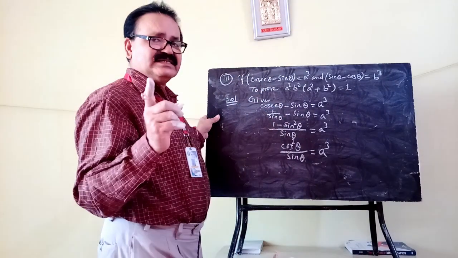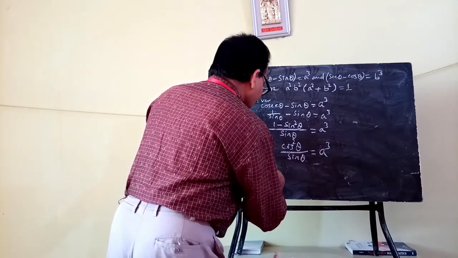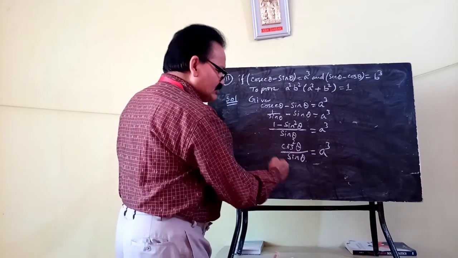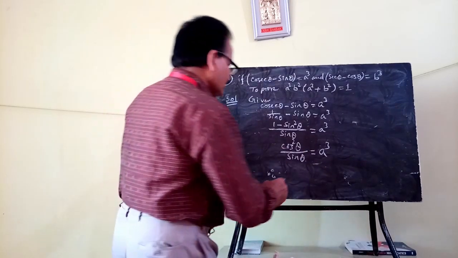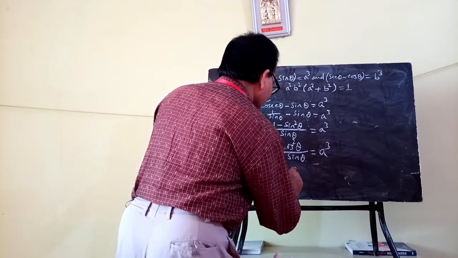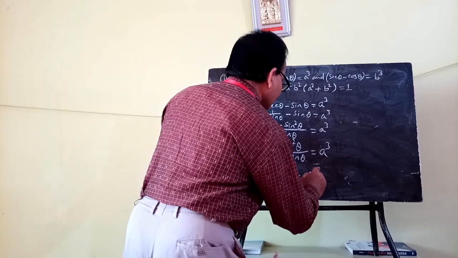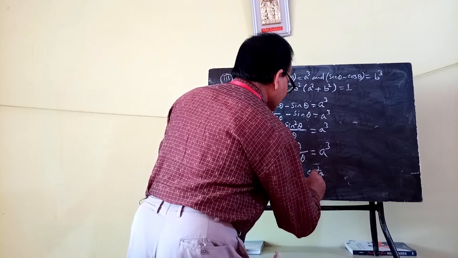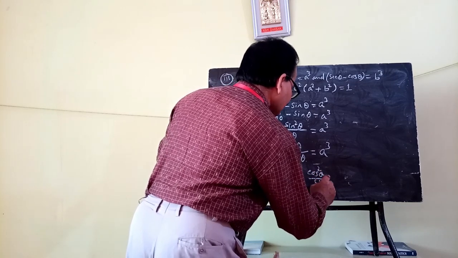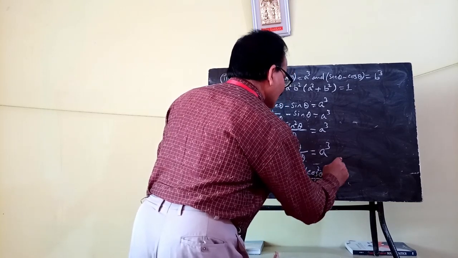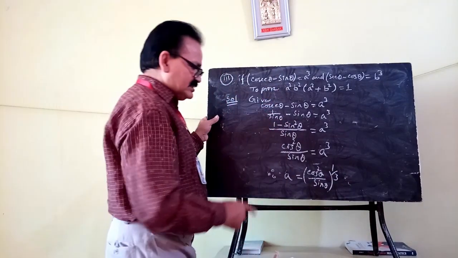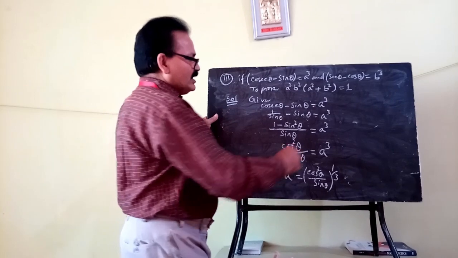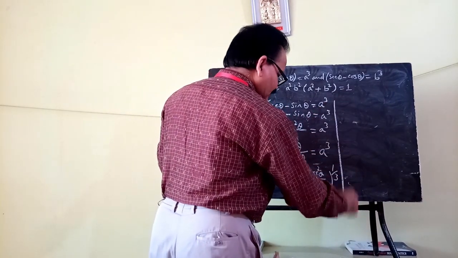Now for finding a, since a cube is this much, then a must be equal to the cube root of this term. So that means a equals cos square theta by sin theta whole to the power 1 by 3. This is your a. Similarly, now I have to find b also.